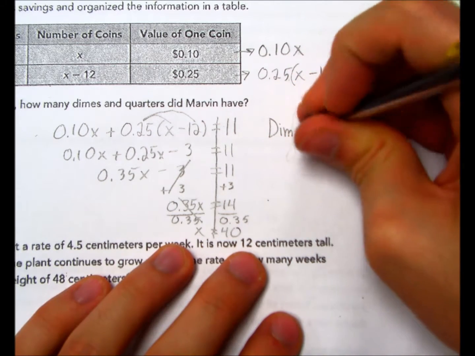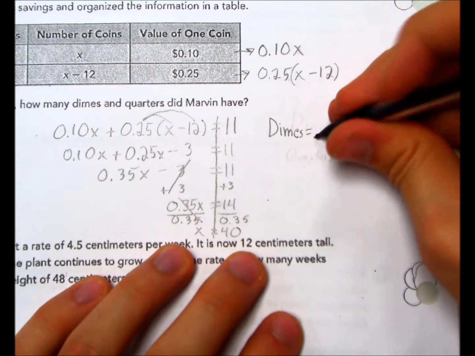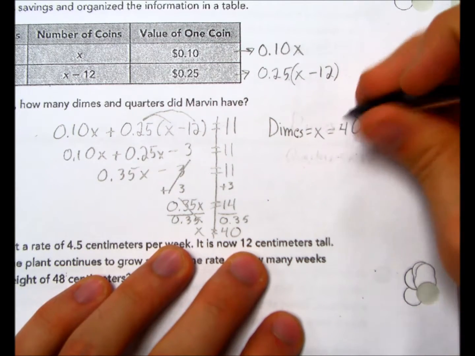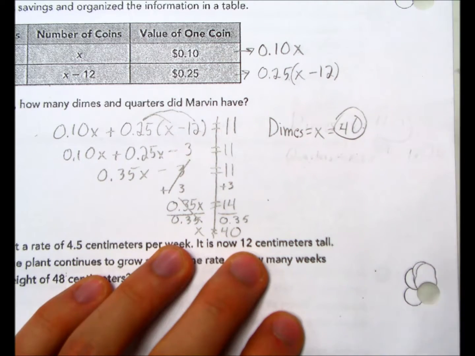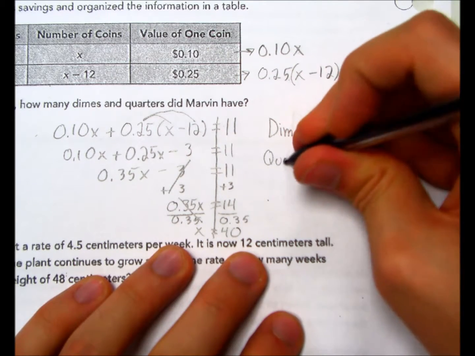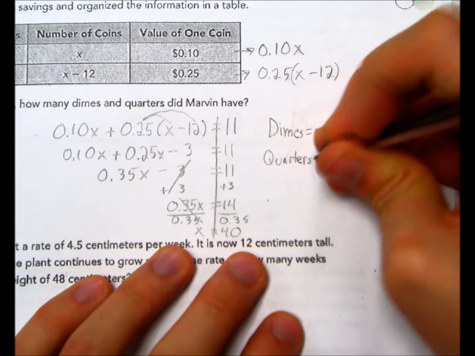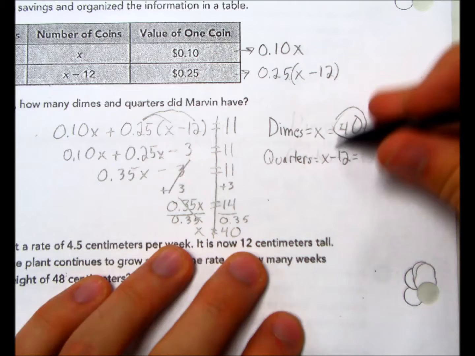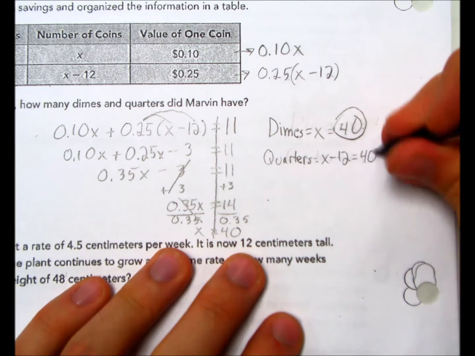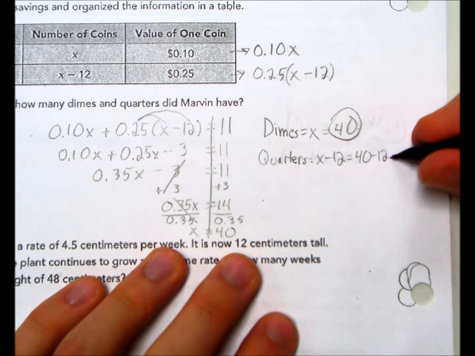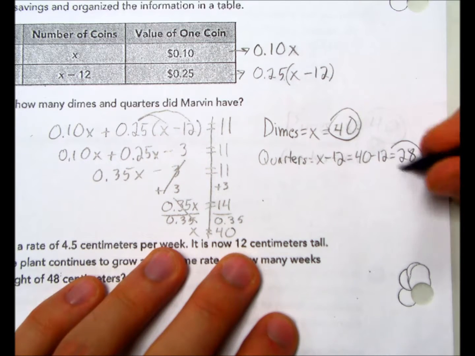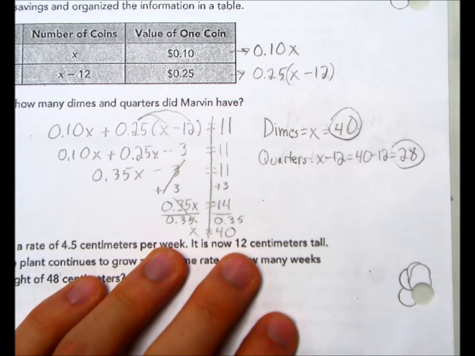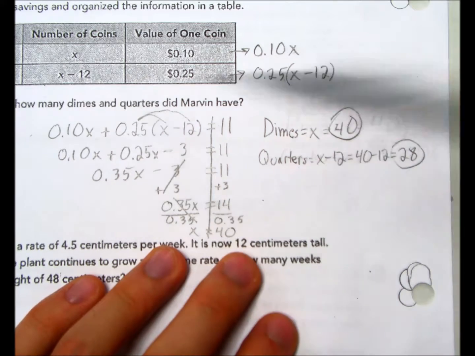So the dimes are equal to x. We know that from the table, which is 40. Great, we have 40 dimes. Okay, we know that much. Now for the quarters, from the table we know we have x minus 12. So we have to use that value of x now, which is 40. Subtract 12 from it, and we're going to get 28 quarters. And you can check that by figuring out how much 40 dimes is worth, how much 28 quarters is worth. Add them together, you're going to get $11.